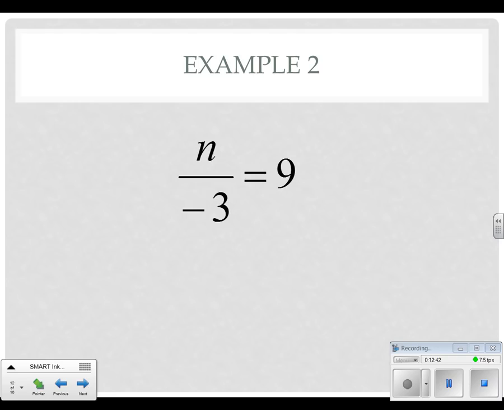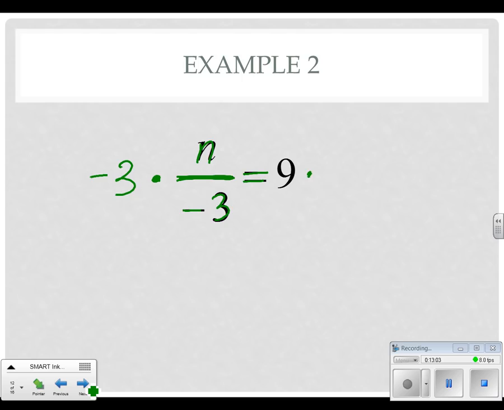In this problem, I have to get the N all alone on the left side of the equation sign right over here. Now the N is being divided. This line means divided. It's being divided by -3. Now I want to undo the division. I want to get rid of the dividing by -3. The opposite, I'm going to multiply by that -3.